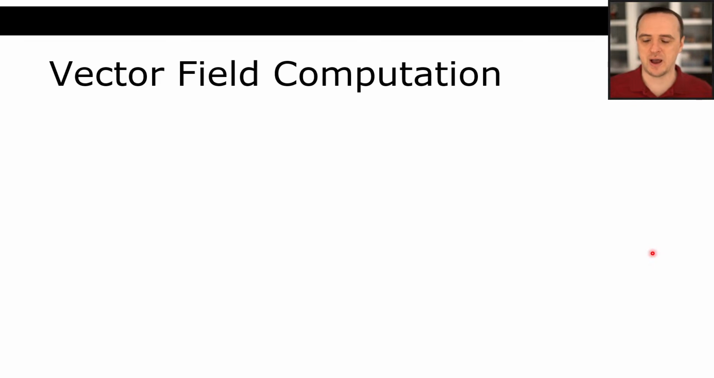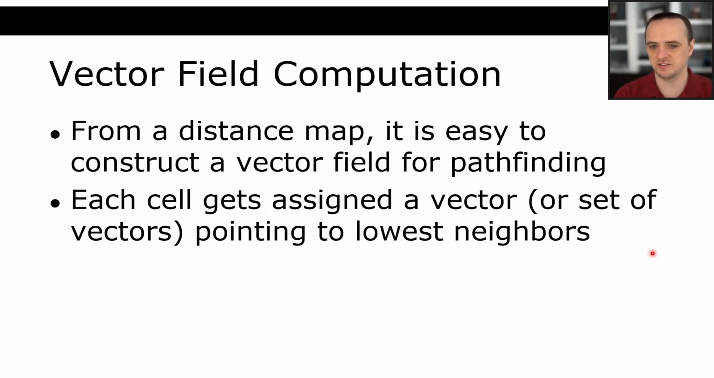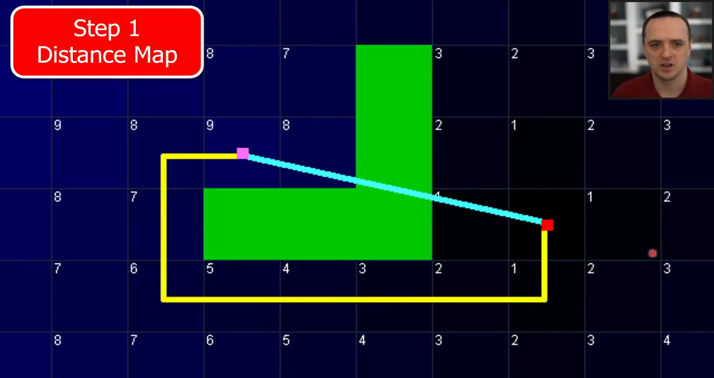All right, so now how do we do the vector field computation? Well, you could probably figure this out on your own, but just for completeness, from a distance map, it is very easy to construct a vector field for pathfinding. Each cell gets assigned a vector pointing to its lowest neighbors. That's it. And optionally, if a cell points to both left and up, we could replace it with a diagonal left up. But we're not going to do this in our assignment. We're just going to do multiple vectors.